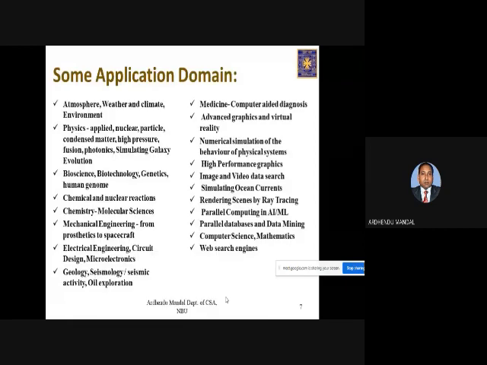So it's a huge application domain where parallel computers or high performance computers are used, starting from biology to physics to chemistry, even for numerical simulation in medicine, in different engineering fields, in computer science, and in oceanography. There are lots of application domains where this kind of computers are used.